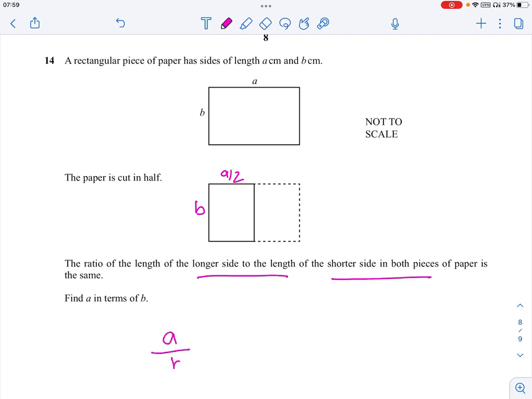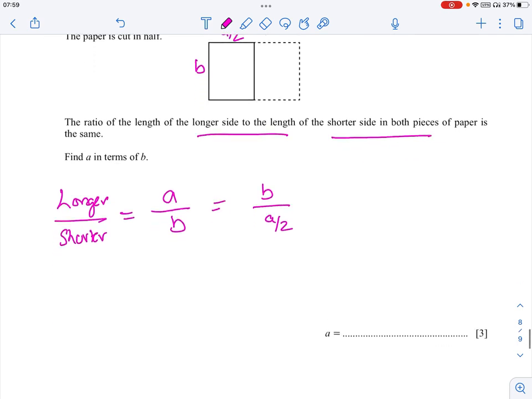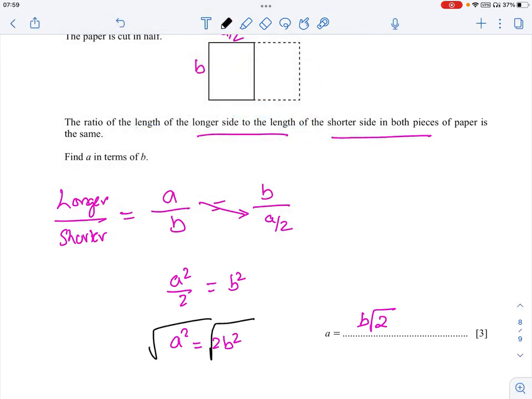So A upon B in the first one equals nothing but what? Longer side is B and the shorter side will become A upon 2, because he's asking longer by shorter. In the first one it was A upon B and in the second one it is B upon A upon 2. So cross multiplication, A square upon 2 equals B square. So A square equals 2B square. Find the square root on both sides. It becomes A equals B root 2.